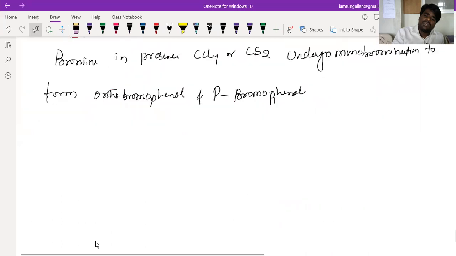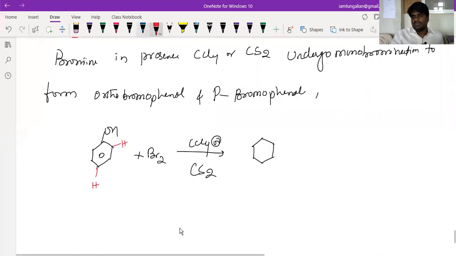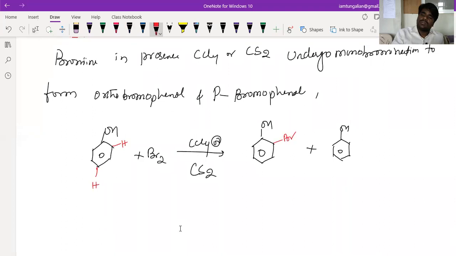Whereas, let me tell you this. Whenever you use Br2 in presence of either carbon tetrachloride or carbon disulfide, which side will be replaced by bromine here? So this will form bromine at ortho or at para. This is orthobromophenol, and this is parabromophenol. Are you getting this?